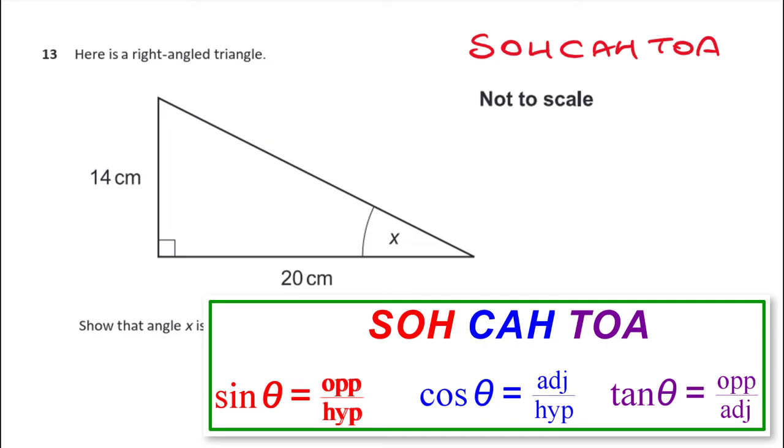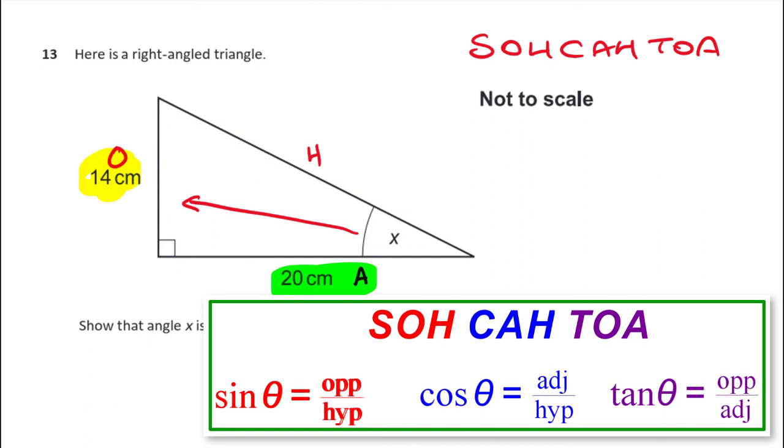Now, once I've written that down, SOHCAHTOA, I need to work out what sides have been given, so I can work out which ratio I need to use. Now, the longest side of a triangle is always the hypotenuse, so I tend to label that one first. And then the side that is opposite the angle is the opposite, and the one that joins onto the angle, is next to the angle, is the adjacent. Okay, so in this case, I've been given the opposite and I've been given the adjacent.